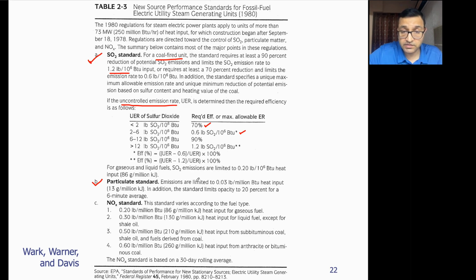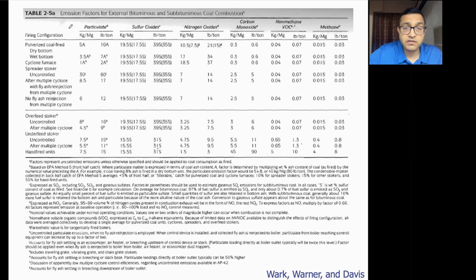Similarly, there are particulate standards where emissions are limited to 0.03 pounds per million BTUs of heat input. And there are NOx standards and so forth. Part of this is also the emission factors for bituminous and subbituminous coal. Here, for example, for sulfur dioxide, this is a firing configuration, but the number is similar for all these firing configurations. The emission factor means how much sulfur dioxide is being emitted. It's a function of the sulfur content in the coal.